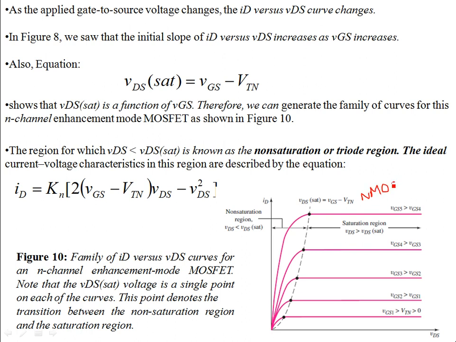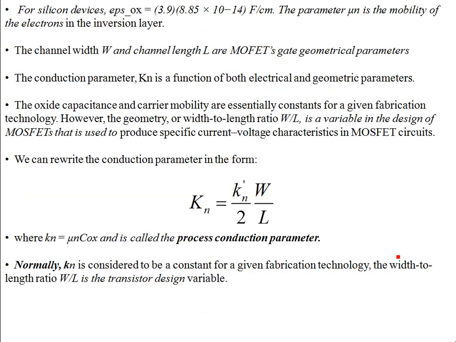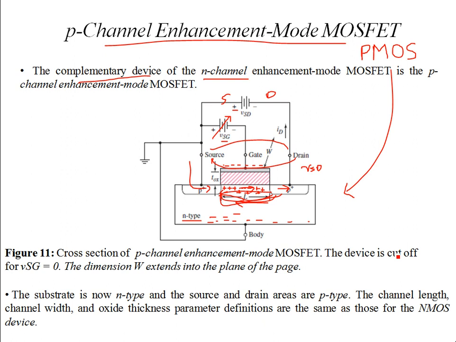You see, as you keep on increasing VGS, in this case the gate voltage, the current between source and drain is increasing. Okay, the current is increasing, because you are increasing the channel width. You're increasing the channel region, and therefore you're increasing the mobile carriers.